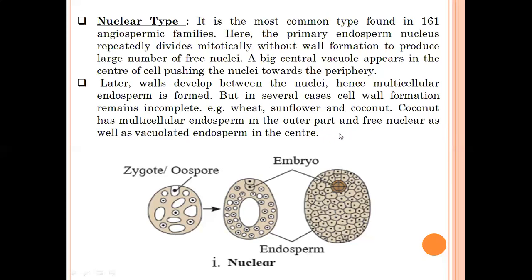Means all the cells do not perform the function of cytokinesis. In several cases, cell wall formation remains incomplete. So in case of coconut, only the outer part has cell wall, and there is free nuclear as well as vacuolated endosperm in the center. So this is the first type of endosperm, that is nuclear type. Just nuclei form and afterwards it forms cell wall, free nuclear.